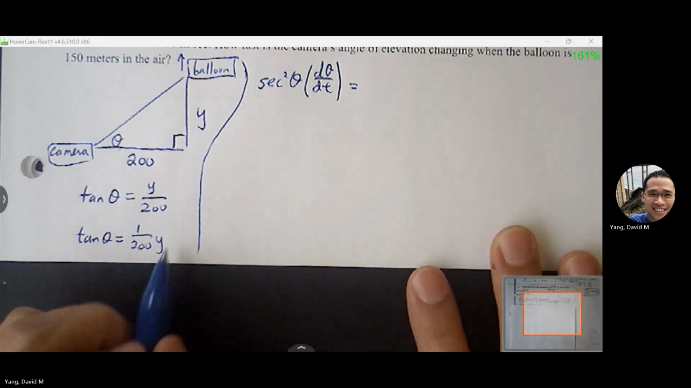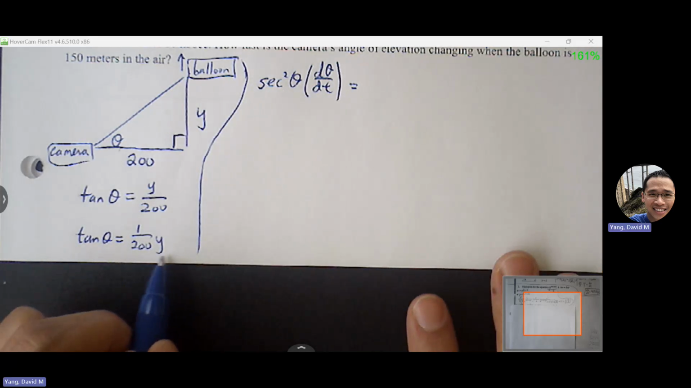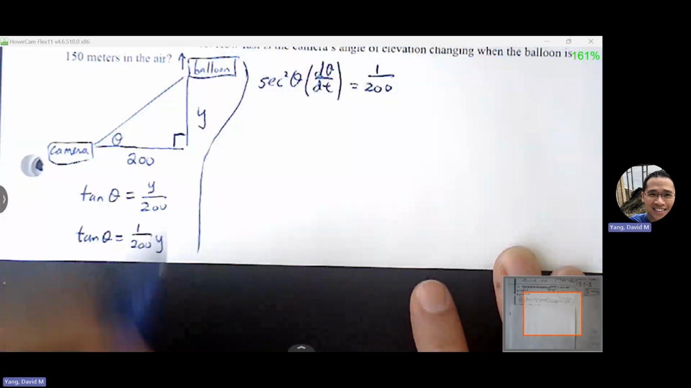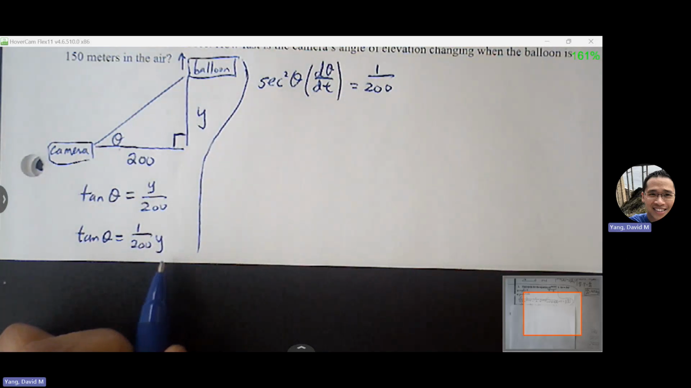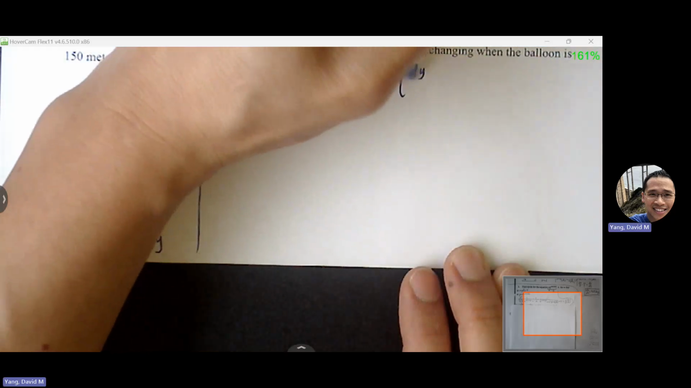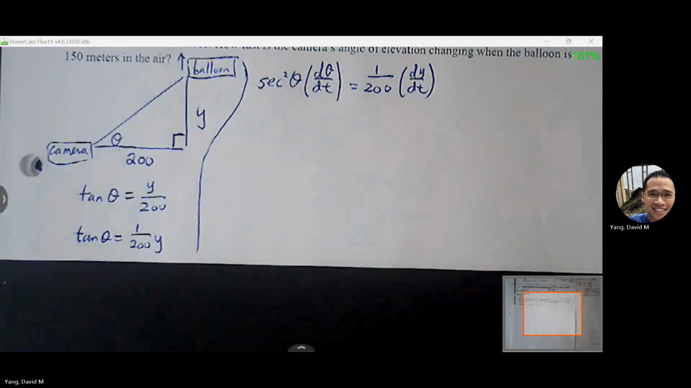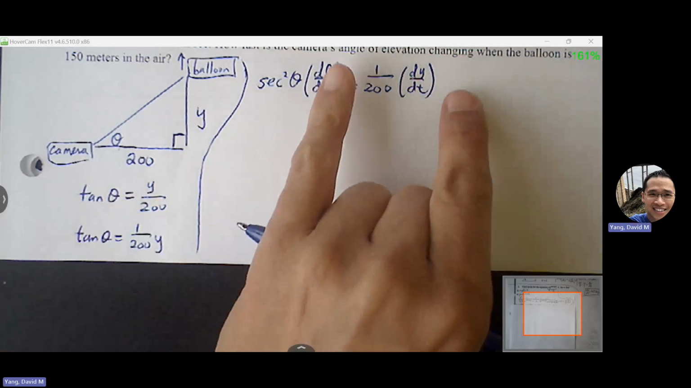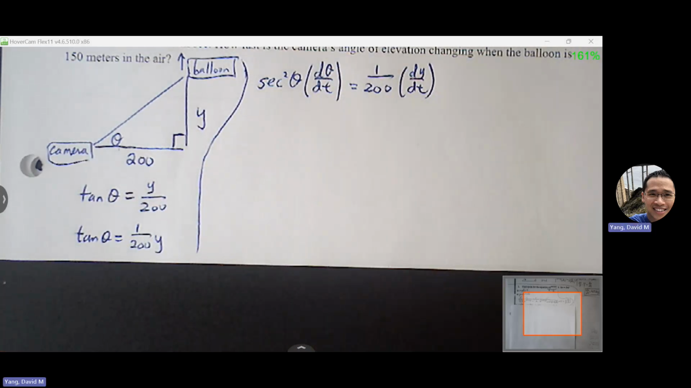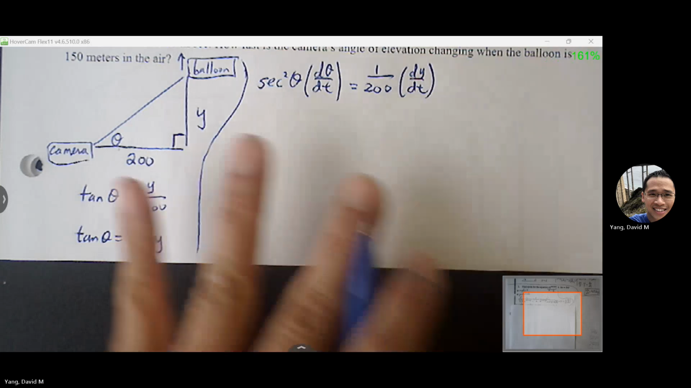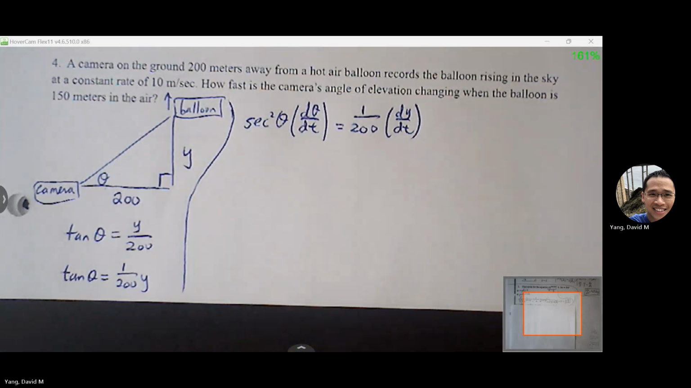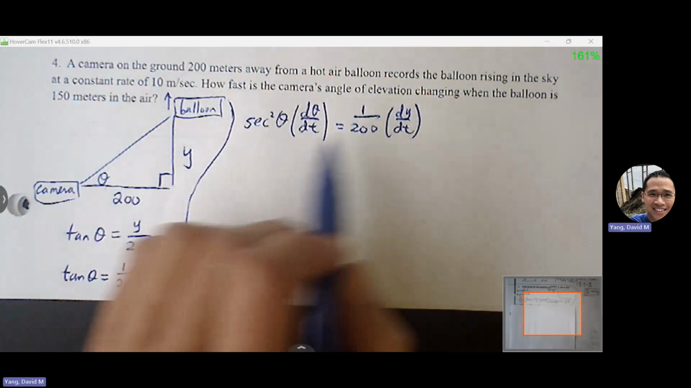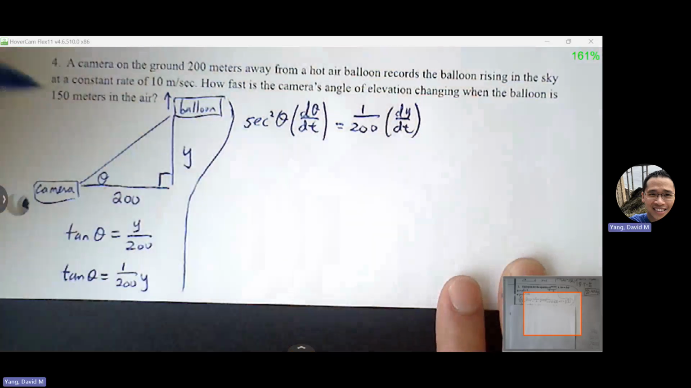Okay. All right, what's the derivative of 1 over 200 times y? Yep, the coefficient is going to stay. Y becomes 1 and then dy dt. You don't have to put that 1 there. So every variable that you see is going to produce its own derivative time component. Okay, how fast is the camera's angle of elevation changing? We're looking for d theta dt. That's our unknown.